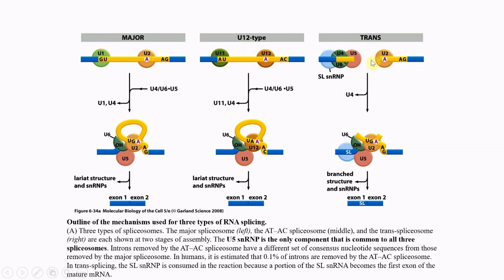The third class is known as trans splicing. In trans splicing, as you can see, the snRNP is consumed during the reaction, and part of this snRNA becomes the first exon of the mature mRNA. So this snRNP becomes part of the mature mRNA. That is why this is known as the trans splicing class. So there are three classes within the group 3 intron: major, U12 and trans.